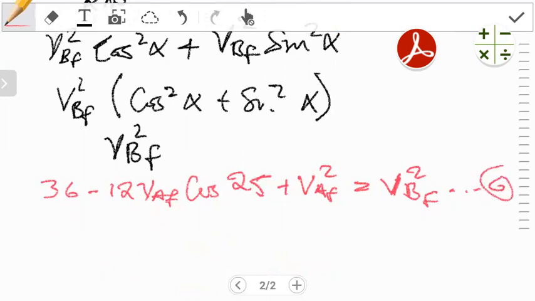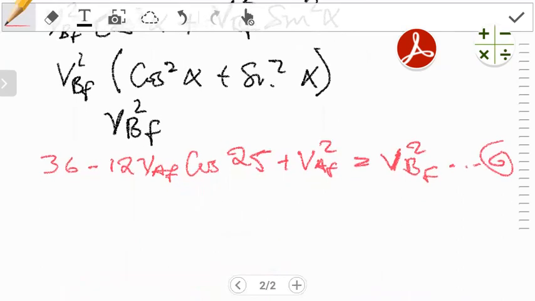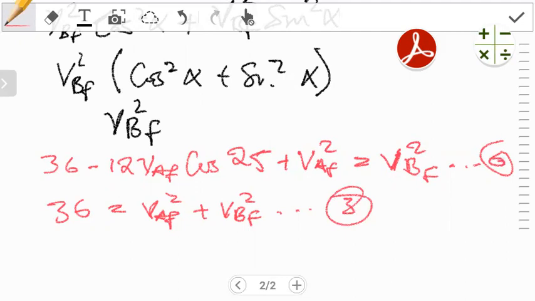Now we're going to bring in equation 3. If you remember, equation 3 was 36 equals VA final squared plus VB final squared. This is the equation we got from conserving kinetic energy. Now I'm going to use equation 6 and equation 3 to see what we come up with. Here we have VA final as well, but this is squared. So we're going to make a simple substitution from equation 3: make one term the subject of the formula, and then substitute it into equation 6.